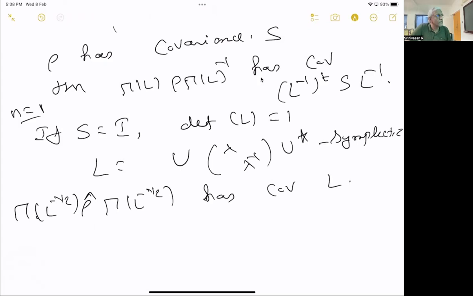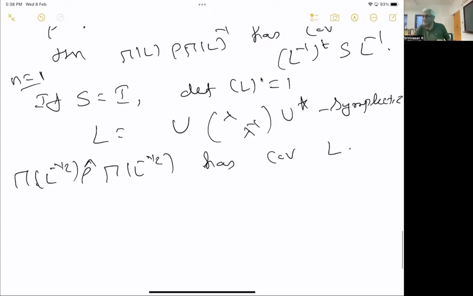So γ L^{-1/2} ρ̂ γ L^{-1/2} will have covariance L. So we get all matrices with determinant equal to 1 as the covariance matrix of a Gaussian state. I think that is the right statement.